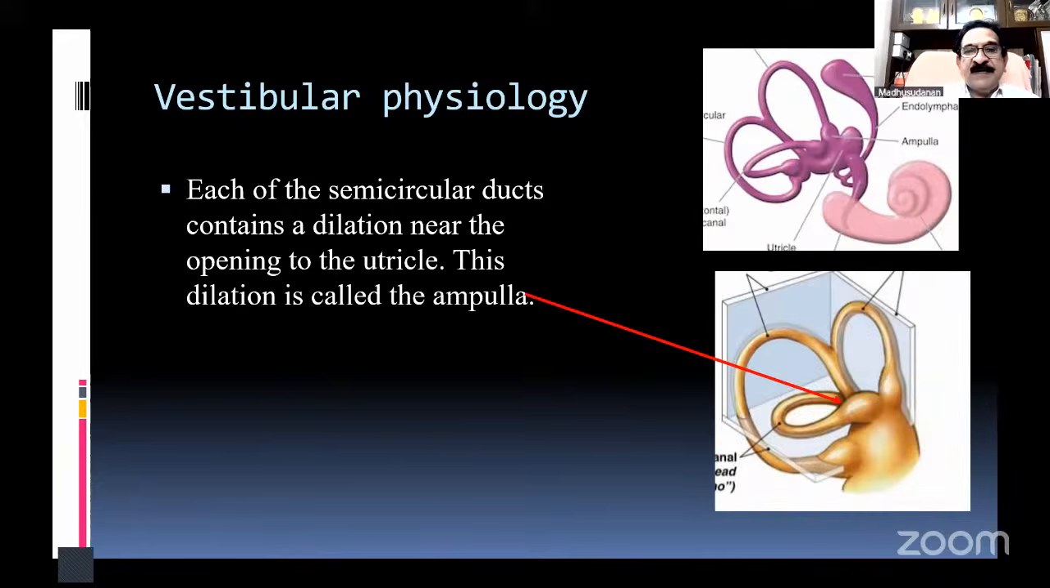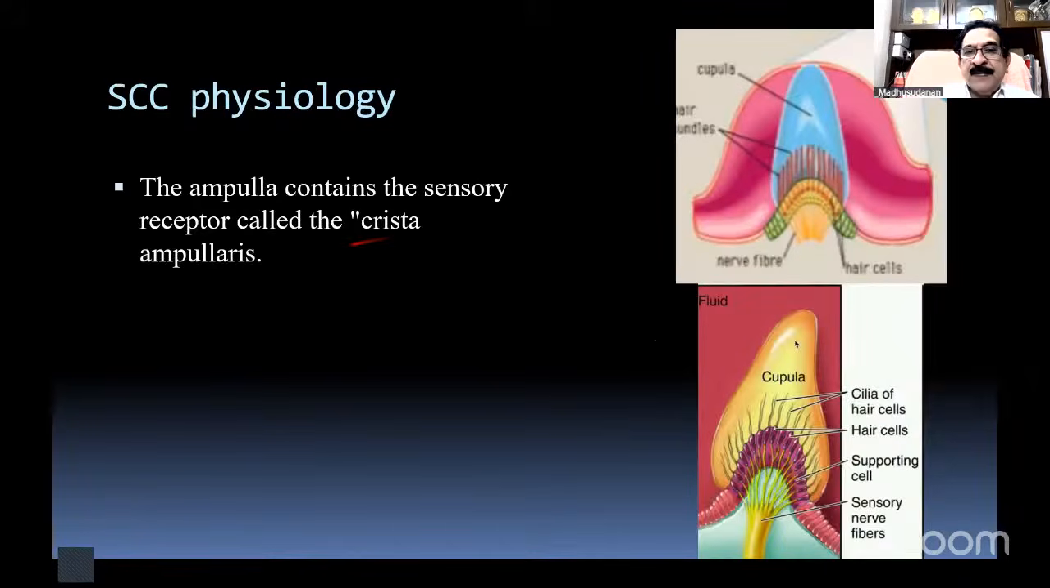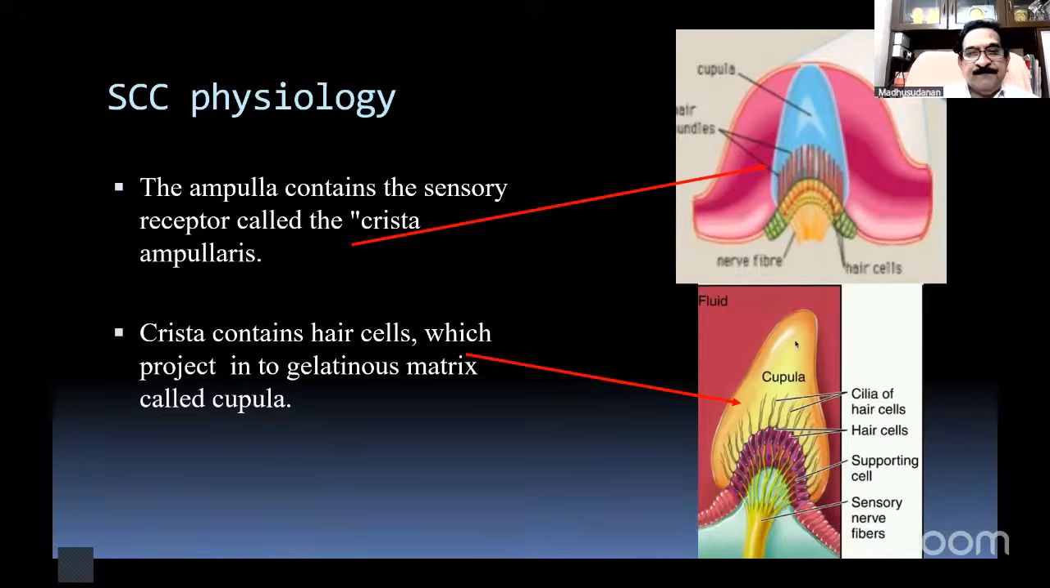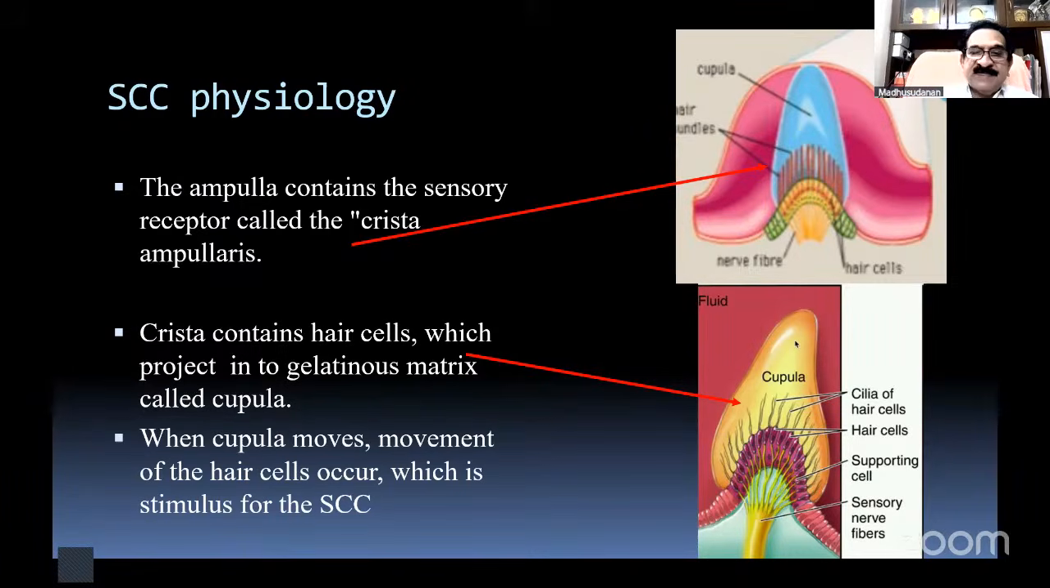Each of the semicircular ducts contains a dilatation near the opening of the utricle called the ampulla. The ampulla contains a sensory receptor called the crista ampullaris. That is what is shown here. Ultimately, the stimulation of the canal is the deflection of the cupola, which stimulates the hair cells embedded in the cupola. When the cupola moves, the movement of the hair cells occurs, which is the stimulus for the semicircular canal.